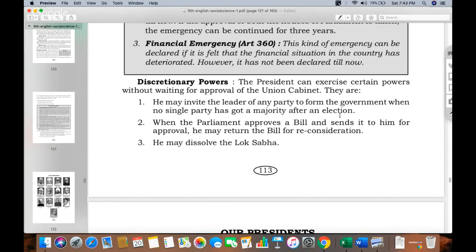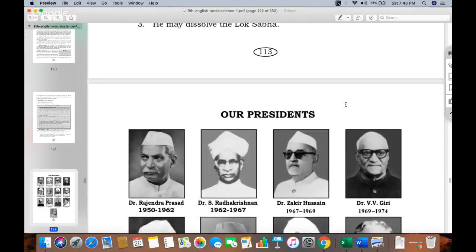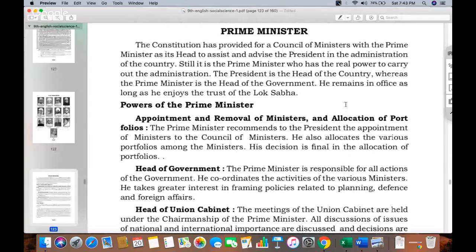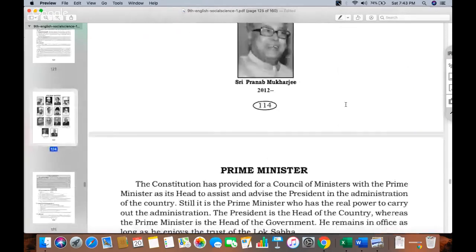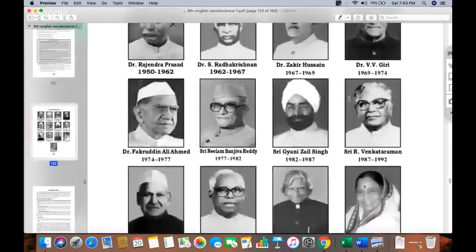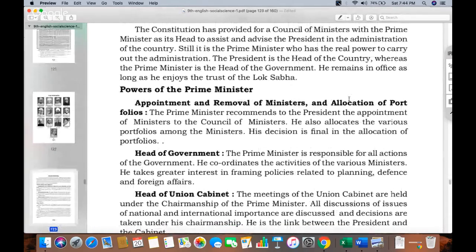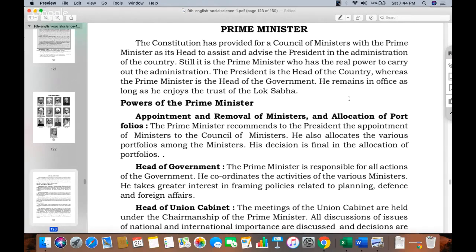And if the President of India feels that the particular government does not have enough majority, then the President can dissolve the house. Generally, it happens on the recommendation of the current Prime Minister.